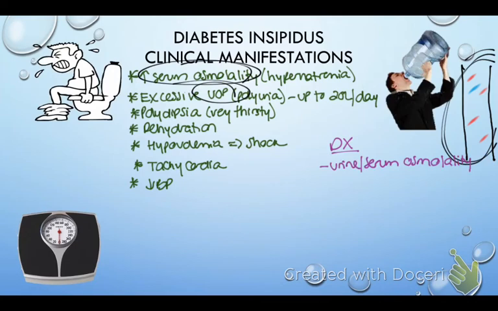What's going to happen to our urine? It's going to be diluted, right? Because let's say this is a drop of urine right here. We're going to have all this water because they're peeing their brains out, and then like one molecule. So serum is going to be high. The urine specific gravity and urine osmo is going to be low.